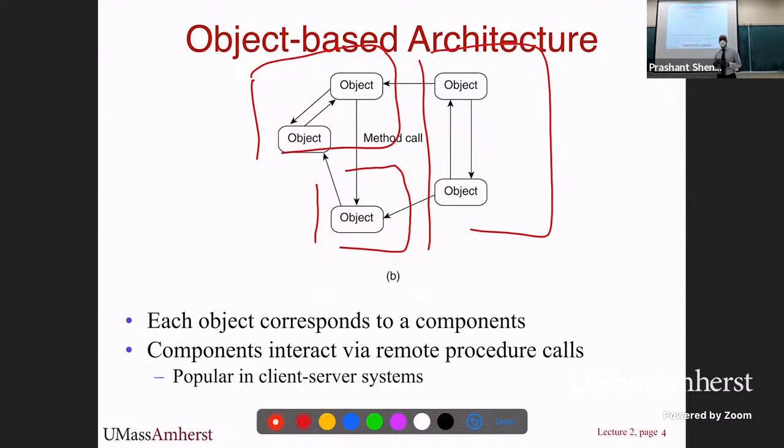Note here that some of these method invocations are going to actually go over a network. They are not invoking methods within the same process. They're invoking methods belonging to another process that's running on a different machine. We'll talk about that. It's called remote method invocation. We'll talk about that later on in this course.